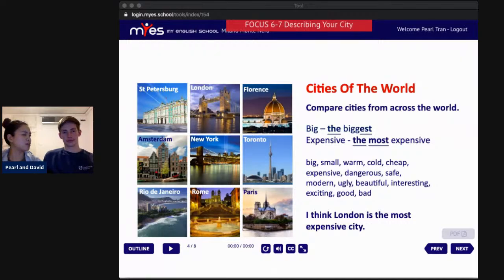I think Rome is the most beautiful. Yeah. It is. Very chaotic. Good chaotic.